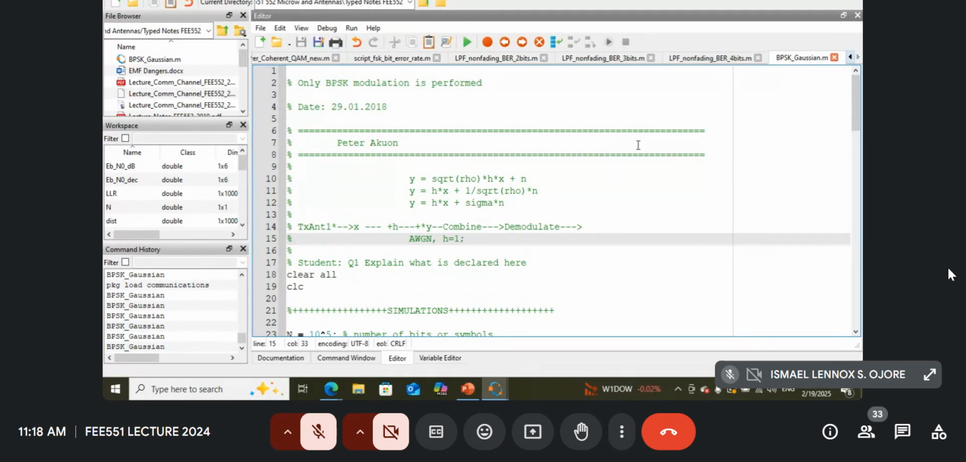So if whatever is on my screen is visible to you, here is a case where we have a BPSK modulation system. Here we are talking about binary phase shift keying. I'm not able to use my tablet at the moment. So binary phase shift just means that the two symbols are actually 180 degrees out of phase.